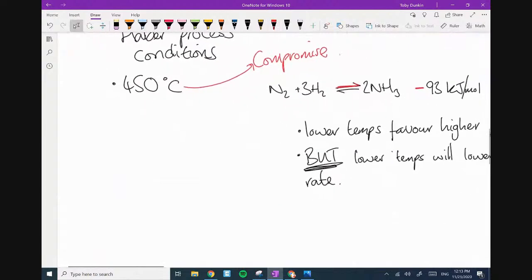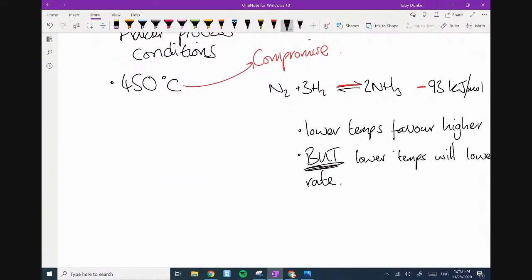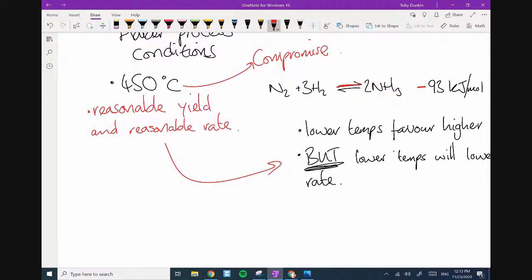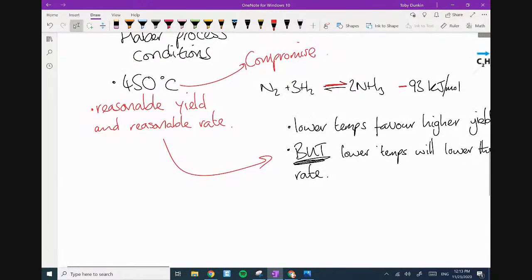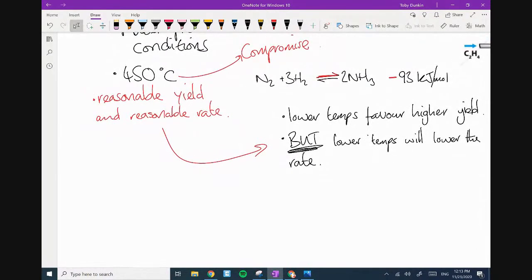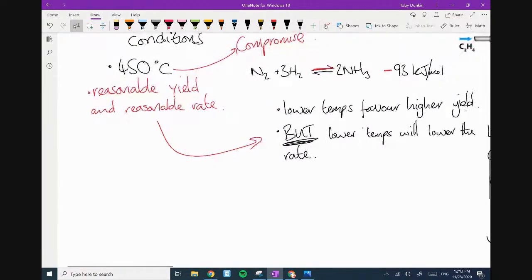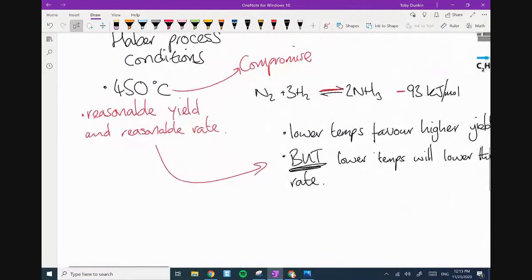We have 450 degrees Celsius. And what this does, and you can put this in red, is give a reasonable yield and a reasonable rate. Sometimes they ask you to explain why. You'd say, if I lower the temperature, I'll get a better yield, but the lower temperature means I'll have a slower rate, so overall, it's not as beneficial. So it's nice to talk about the temperature compromise.